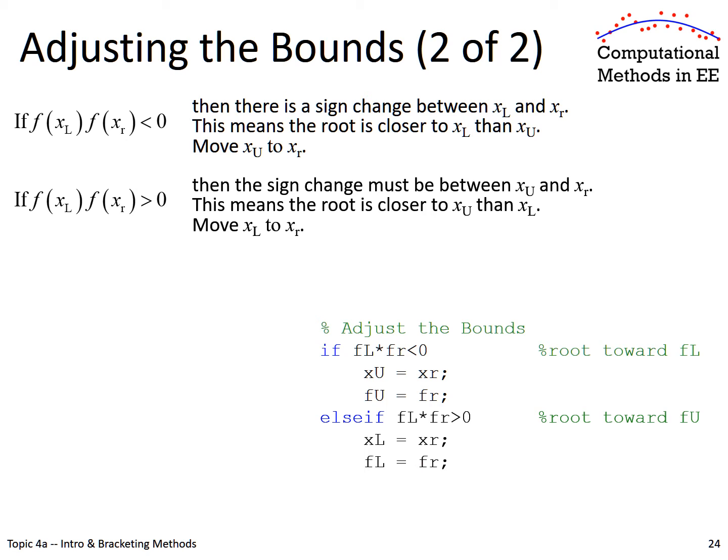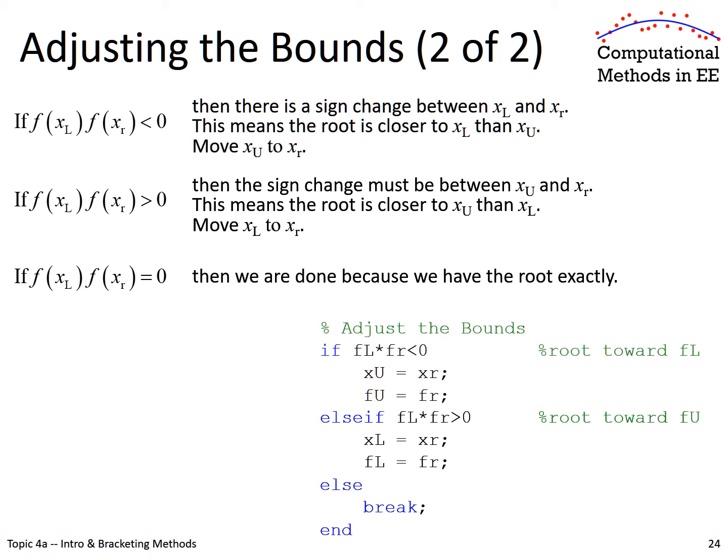Now, a third thing could happen. That product could equal 0. This means we just got very lucky and we fell right on the root, in which case we're done. We don't have to iterate anymore. We found our root exactly. And this can happen sometimes.